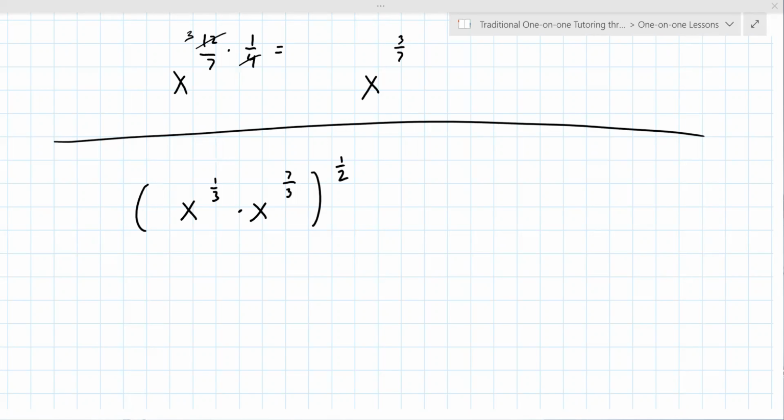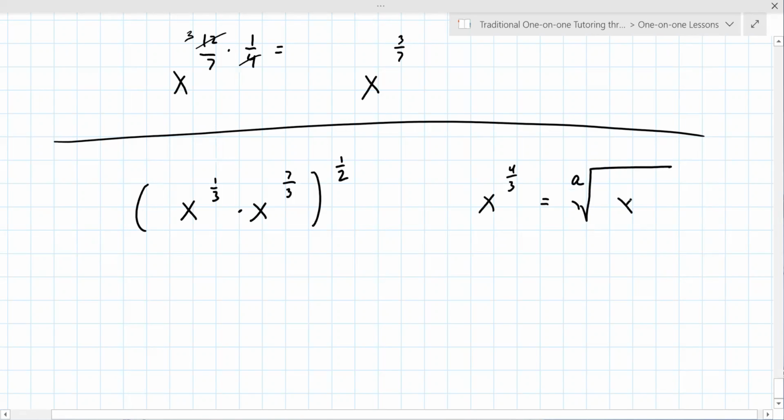Okay. This time I got x to the 4/3. Yes, perfect. Now, how would you write it with a root? Tell me the number that goes in position A and in position B. Position A is 3. Yes. And B is 4. Perfect. Good. That's good to know.